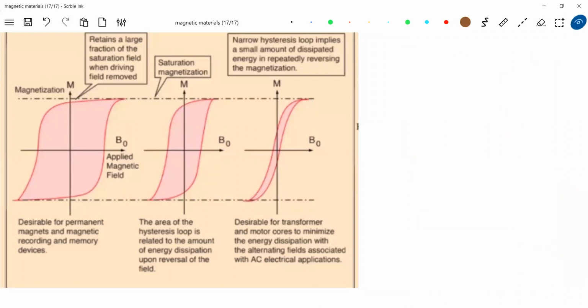Okay, there's an area in memory devices to store information. Yes, I'll go for this one. And magnetic recording, this one. Just now I discussed. These are for the transformer. So like this, they can give graphics.